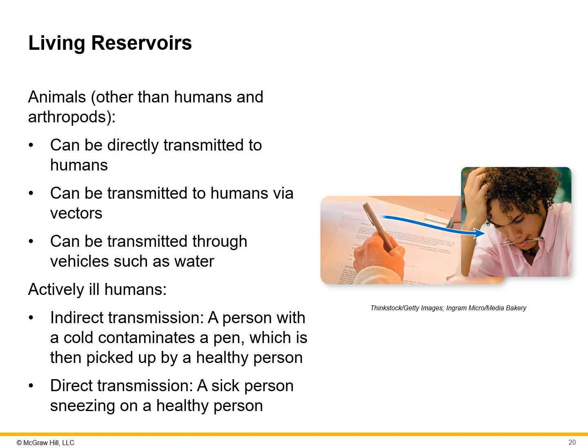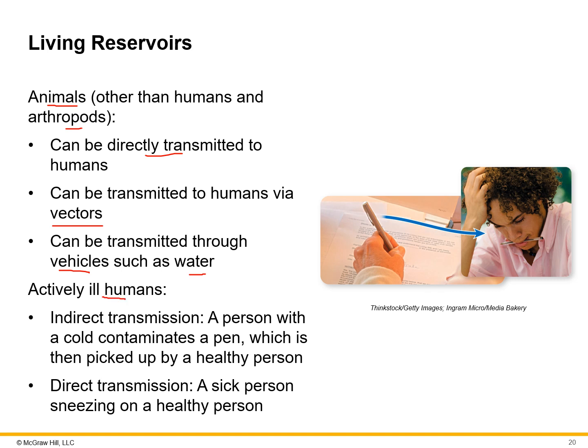All right, so sometimes the reservoirs, again, this is the natural habitat, are actually living organisms. It's not just soil. Some of those can be animals other than humans and arthropods. So then they can be directly transmitted to humans, or they can be transmitted by vectors, like mosquitoes or ticks, which are good examples of vectors. Or they can even be transmitted through a vehicle, which would be something like water or food.